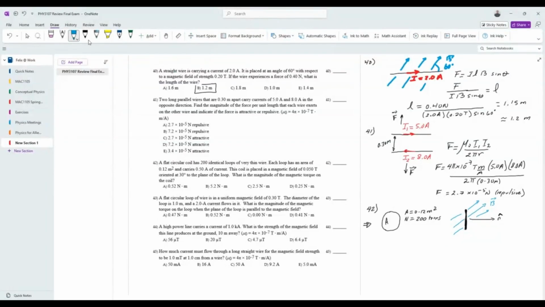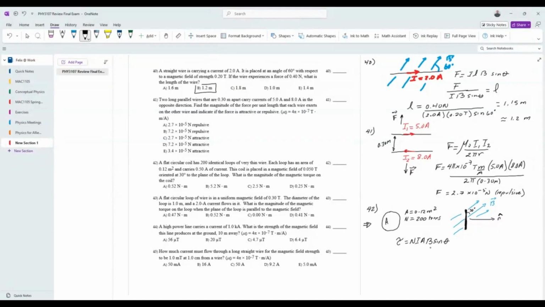But this magnetic field is at 30 degrees with respect to the plane of the loop. So 30 degrees here. Now, the torque equation to calculate torque would be the number of turns times the intensity of the current times the area times the intensity of the field times the sine of the angle theta.